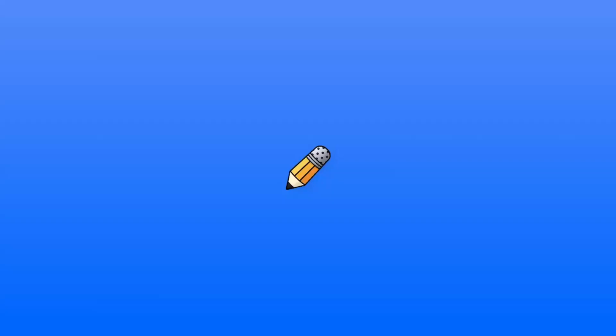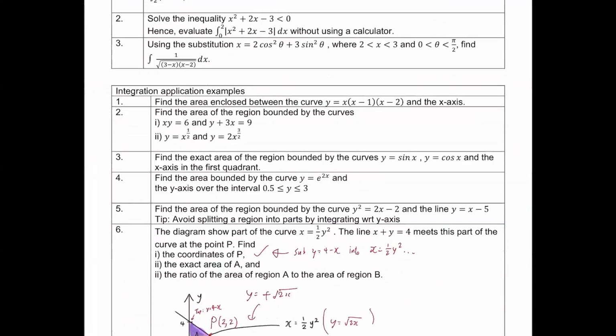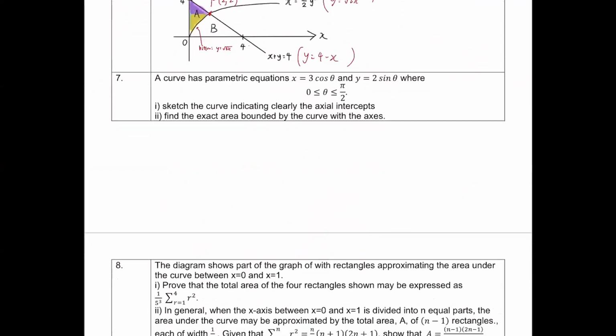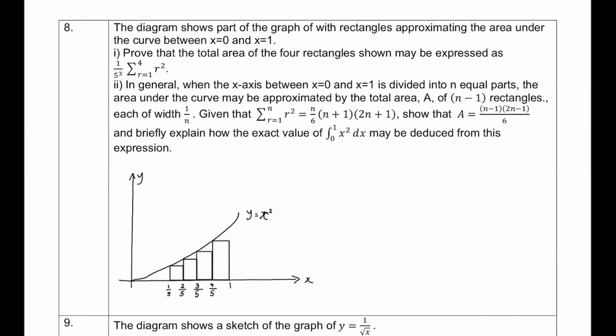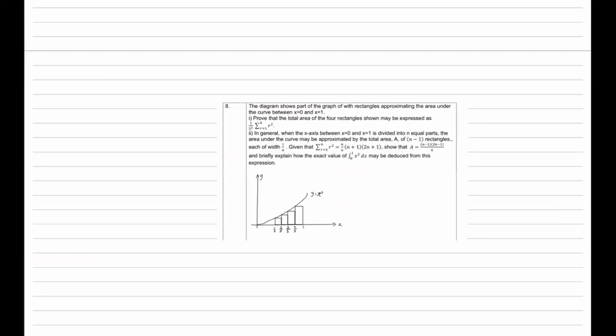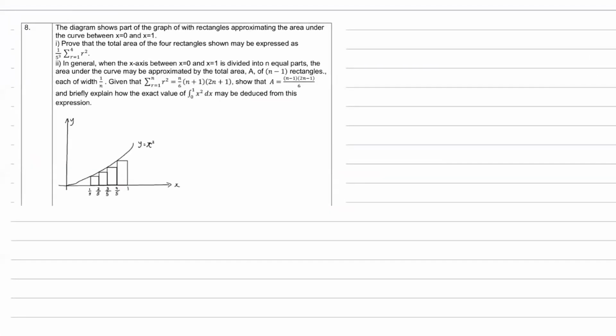Now that we know this pattern, we need to do the actual examples. Let's look at question 8. Let me copy down first. Okay, let's read the question. Question 8: the diagram below shows part of the graph with rectangles approximating the area under the curve between x equal to 0 and x equal to 1. So x equal to 0 is here, x equal to 1 is there. They show you 4 rectangles. They want you to prove that the total area of the 4 rectangles shown may be expressed as the following formula: 1 over 5 cubed, summation of r squared, r goes from 1 to 4.